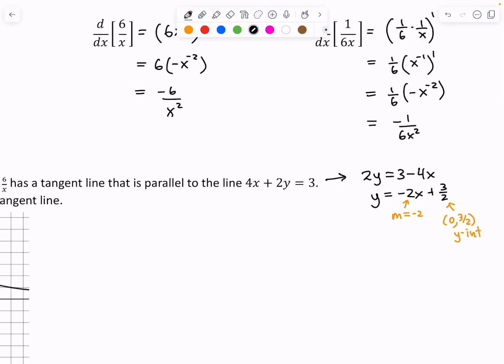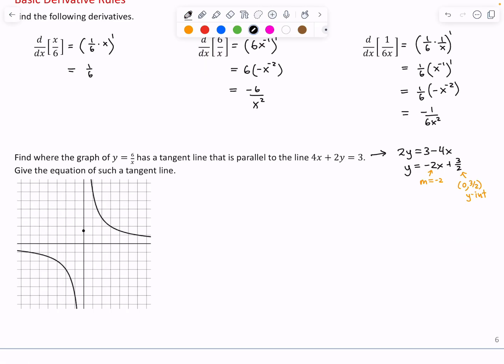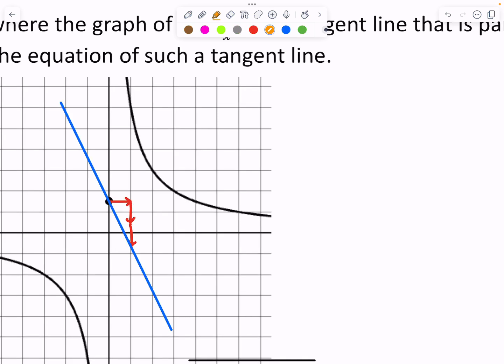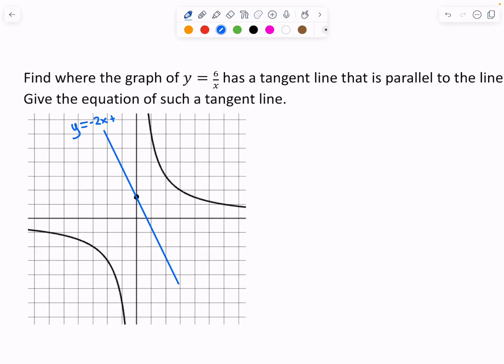So we can graph it in our image. Begin with the y-intercept at (0, 3/2). 3/2 is 1.5. And then we have a slope of negative 2. So if I go right 1, I would have to go down 2. 1, 2, giving me this blue line, y equals negative 2x plus 3/2. Now I want to find points on this curve where the tangent line is parallel to this blue line. And when two lines are parallel, it means they have the same slope.